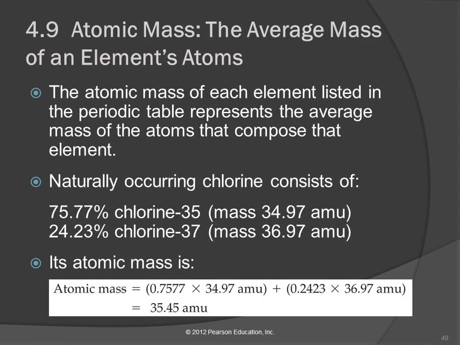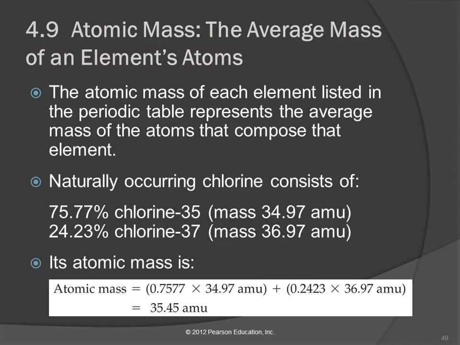When we look at the periodic table, the average atomic mass of the elements is listed under the element symbol. The whole number above is the number of protons, but underneath is a number that is definitely not a whole number. And the reason it's not a whole number is because it's an average mass of the atoms that compose that element. If we look at, for example, chlorine.